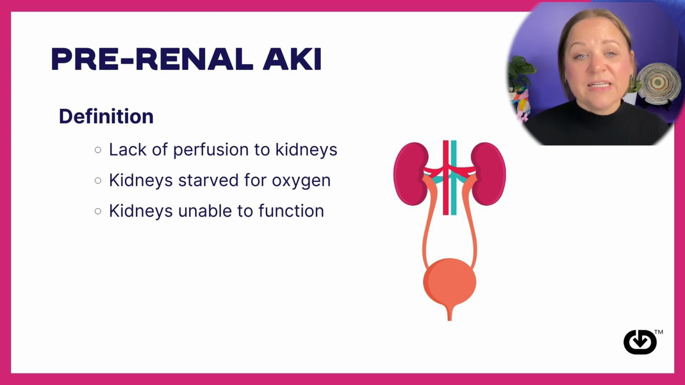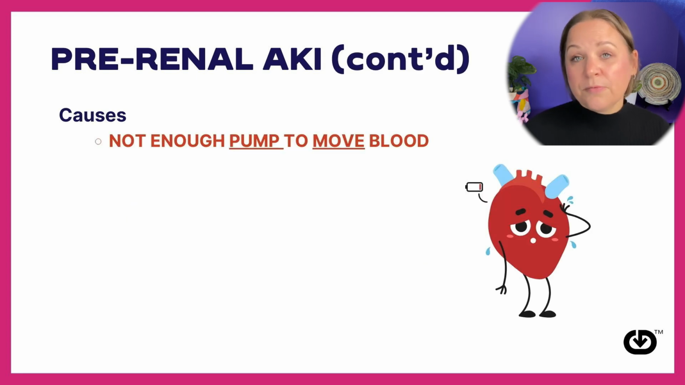The definition is that acute kidney injury from pre-renal causes is a lack of perfusion to the kidneys. So the kidneys are starved for oxygen and therefore unable to do their job, unable to function because they're lacking the blood flow that they need to stay oxygenated and function. Now, this lack of perfusion, lack of blood flow to the kidneys has two main causes.